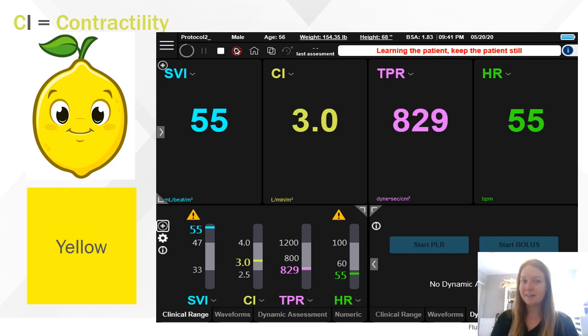And last but not least, contractility. I couldn't think of anything that started with a C, so I just put a lemon on here to show when I am contracting and squeezing a lemon. It's yellow, and this is what you're going to be looking at. Cardiac index. Now, as you can tell from the screen, cardiac index or cardiac output equals heart rate times stroke volume. So our monitor gives you stroke volume. From there, everything else is calculations.